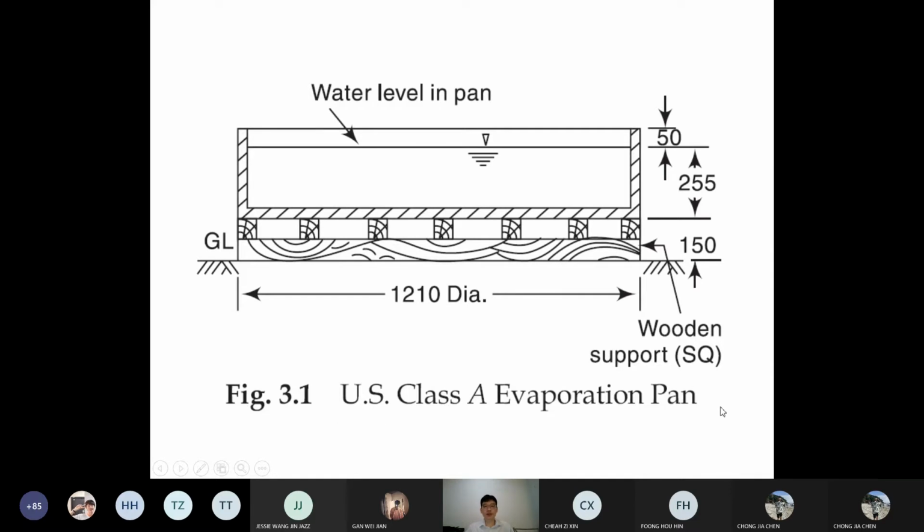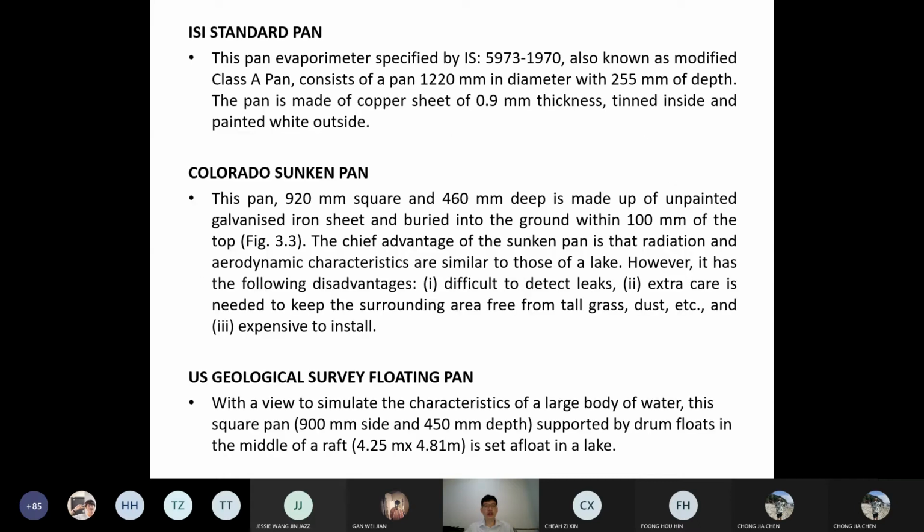This method is commonly used because the evaporation pan is cheap. The ISI standard pan, this pan evaporimeter specified by IS 5973 in the year 1970, is known as the modified Class A pan. This one was just mentioned already, with this kind of depth, made of copper sheet of 0.9 mm thickness, tin-coated inside and painted white outside.